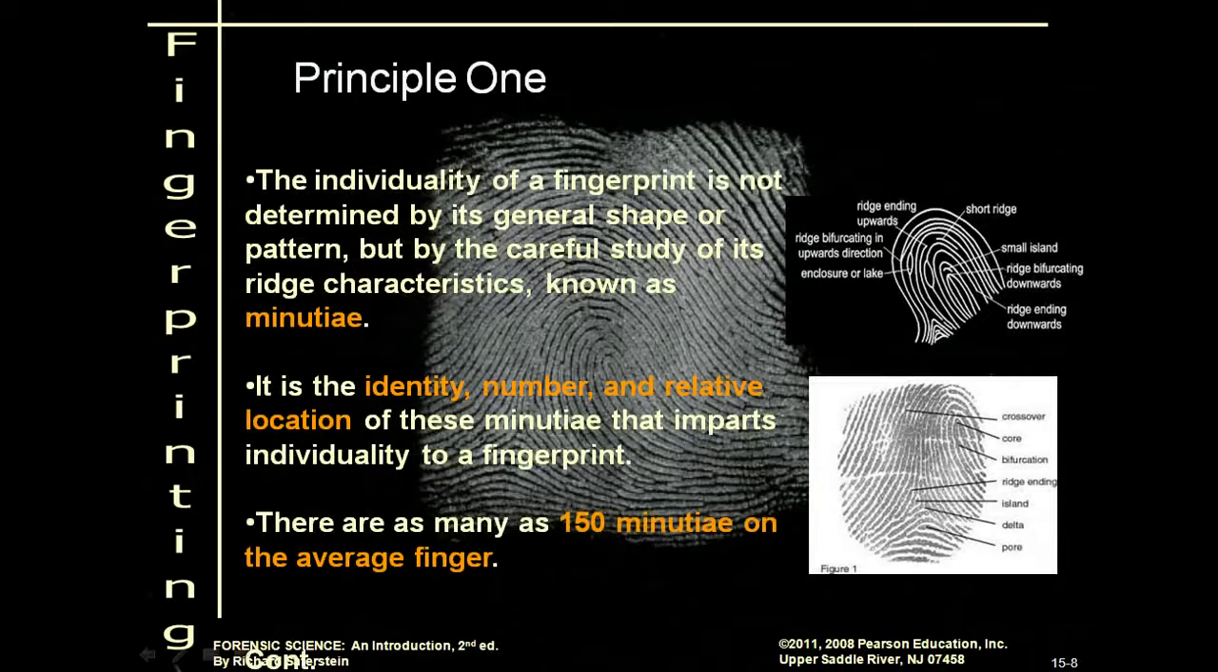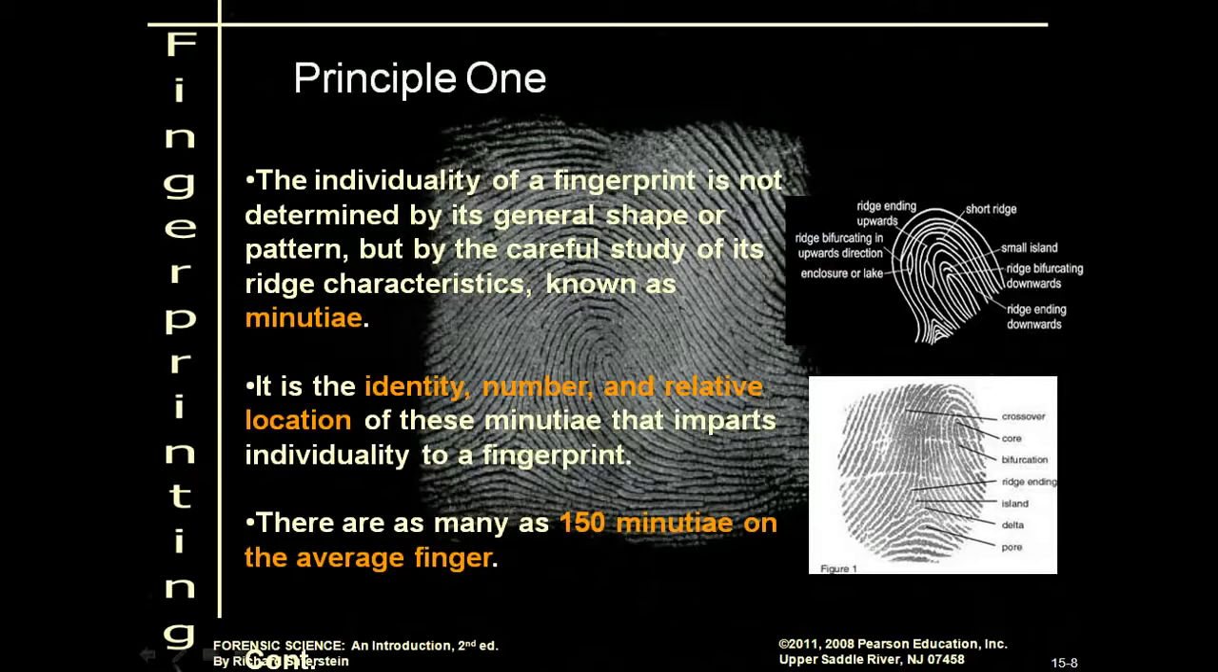Okay, so here's the main principle here. The individuality of a fingerprint is not determined by its general shape or pattern, but by the careful study of its ridge characteristics. This is called minutia. When you see, normally you think of just the swirly patterns on the fingerprint. There's actually these little tiny areas that are different, and those minutia are what actually gives a fingerprint its individual characteristics. If you see on the little black background picture there, it shows the different types of minutia that you would see.